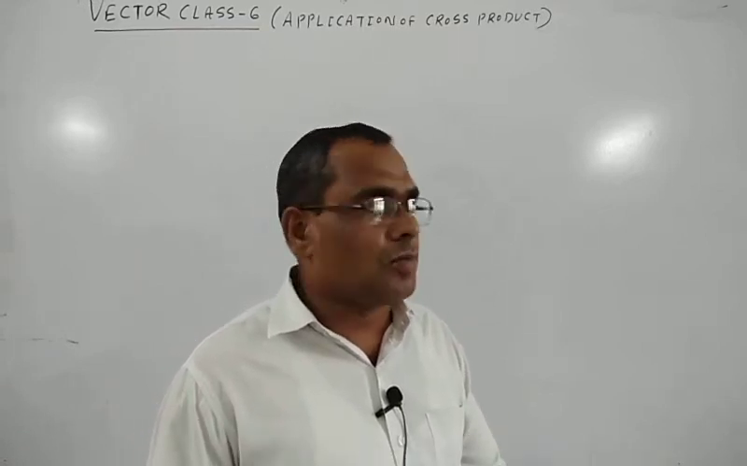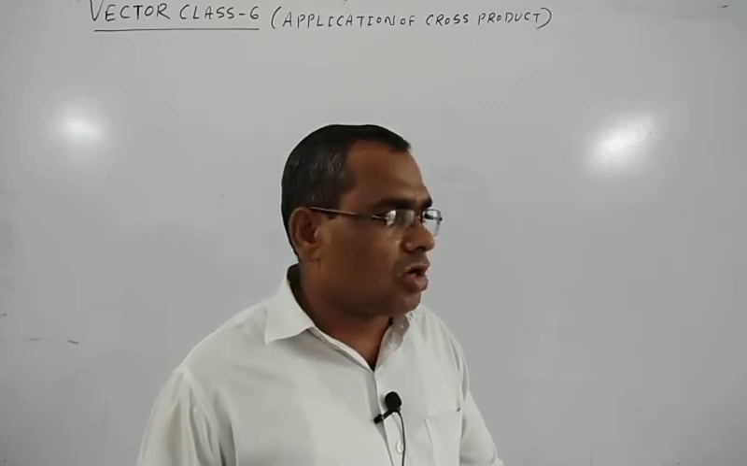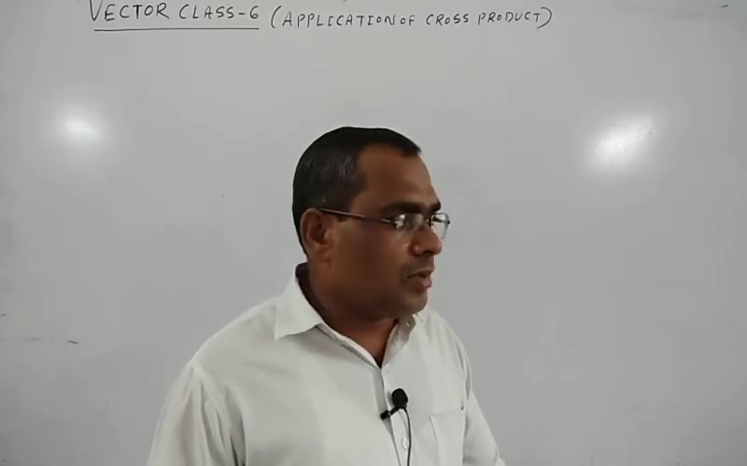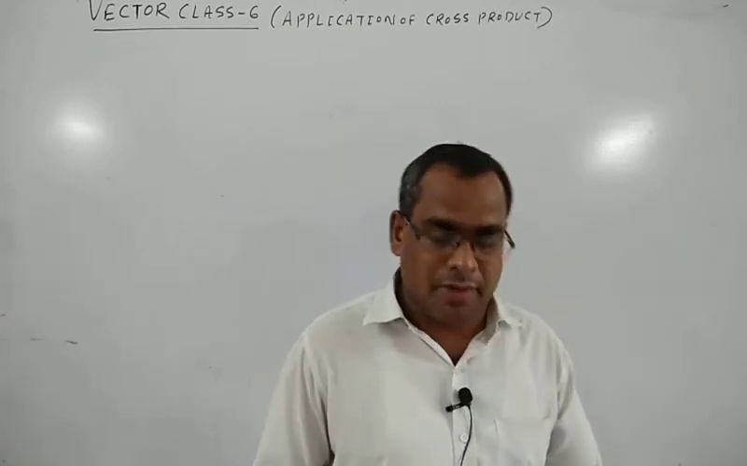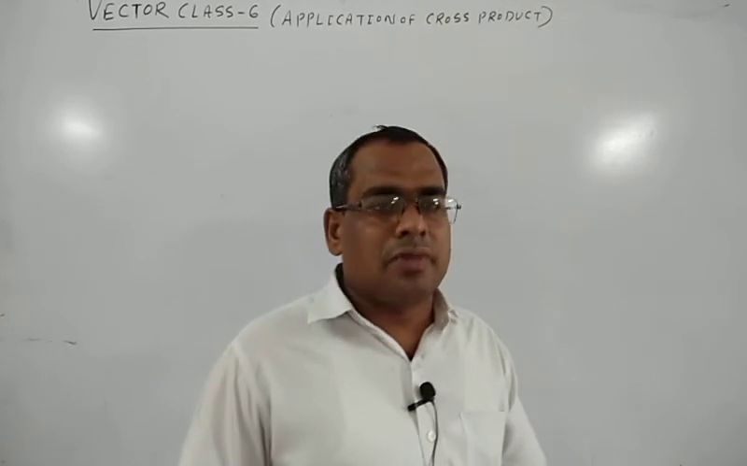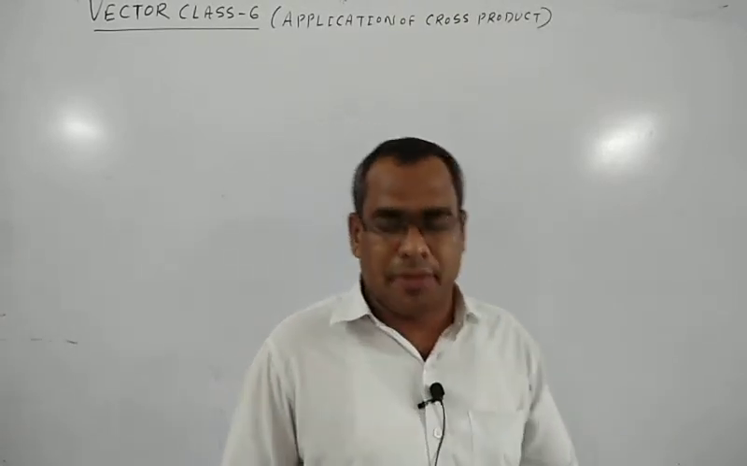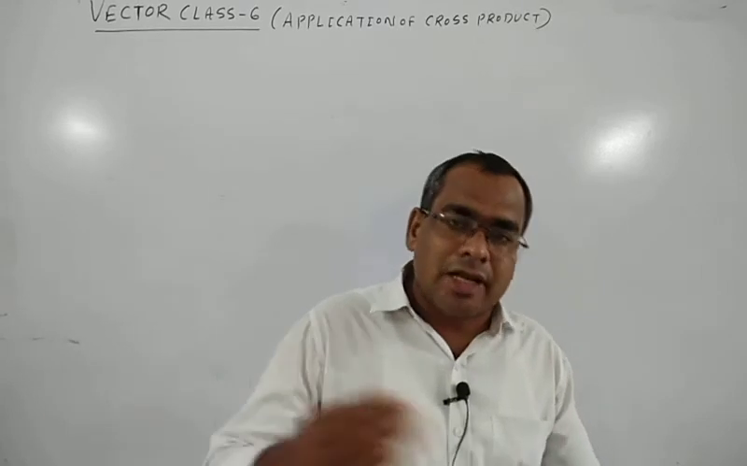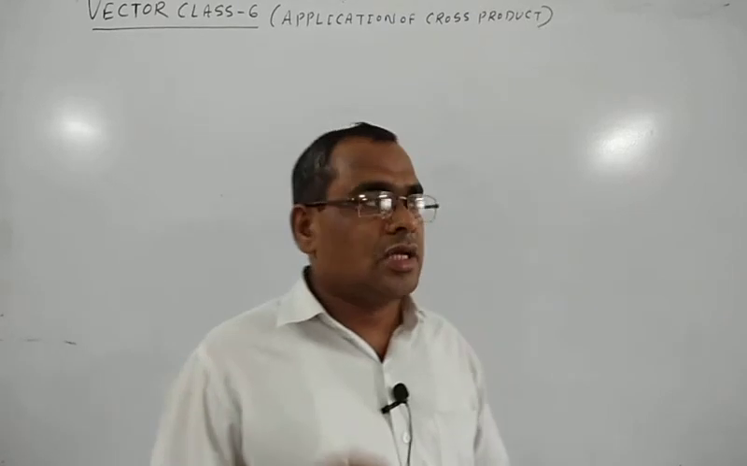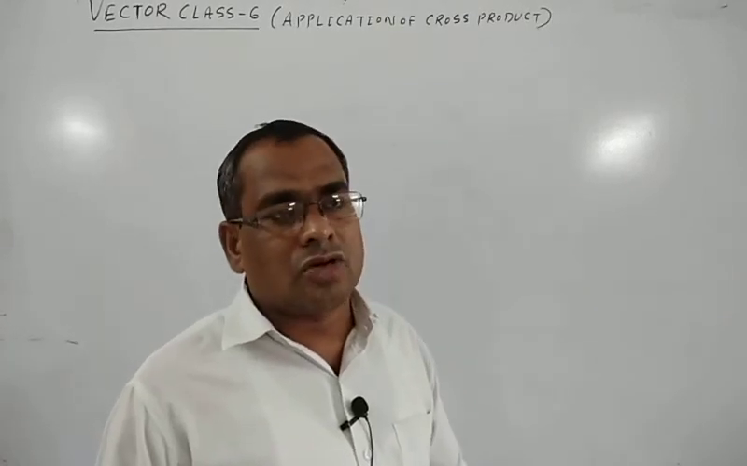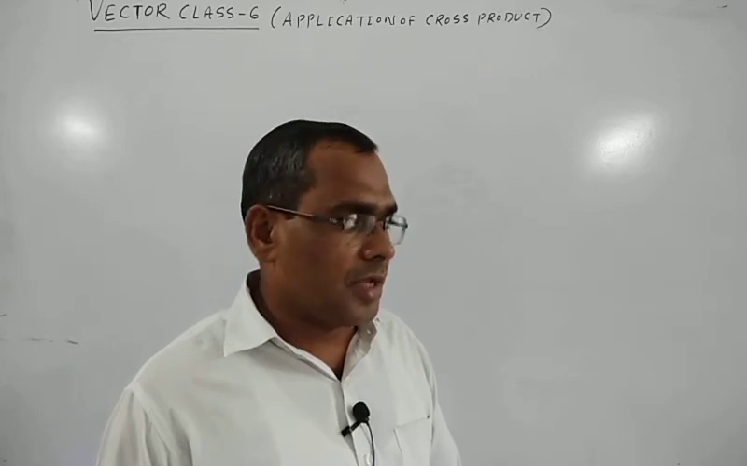That is a property of the cross product. The cross product of two vectors is not commutative, that is, A vector cross B vector is equal to minus B vector cross A vector. And A vector cross B vector is a vector perpendicular to both A vector and B vector. Then the sine of the angle between A vector and B vector, that is sin theta, is equal to magnitude of A cross B divided by magnitude of A into magnitude of B.